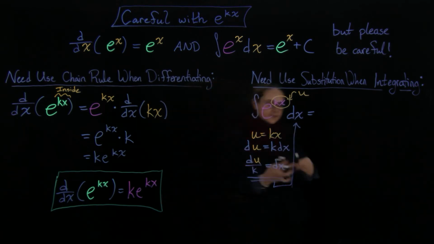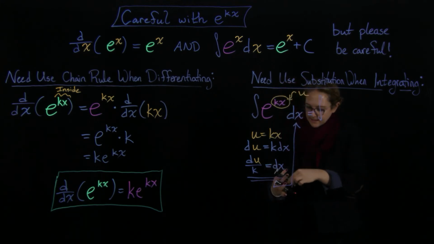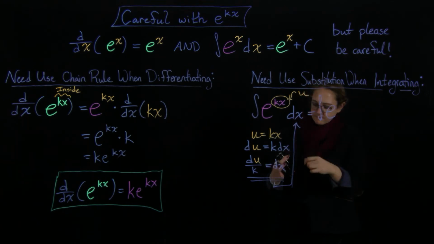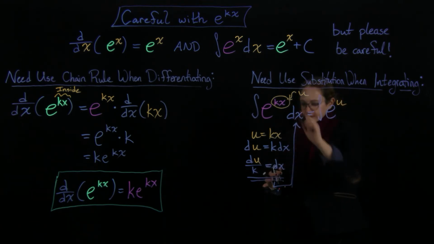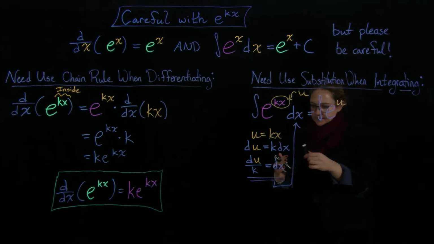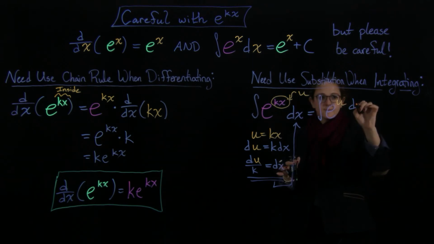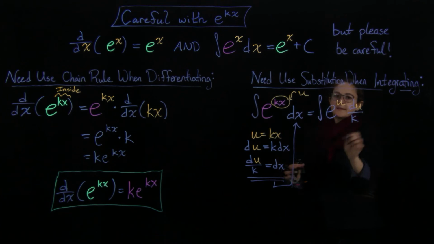So what I'm going to get here is that this is going to equal the integral of, and now it's just e to the u. And I can use this part to replace that. So I get du, and then divided by k. Right, I just replaced dx there.